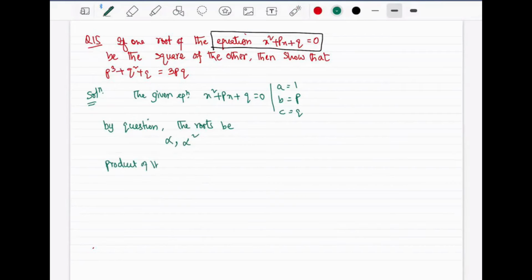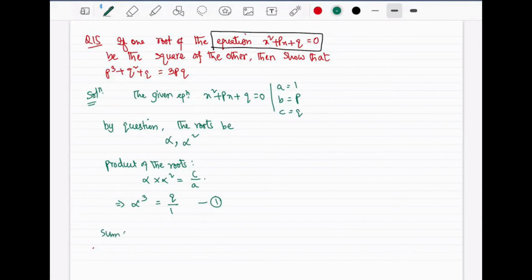Product of the roots. The roots are alpha and alpha square, right? So the product of the roots will be alpha into alpha square. What will this be equal to? It will be equal to c by a. Alpha into alpha square is alpha cube. Instead of c, we are putting q, and a is 1, so no need to put the denominator 1, it is useless. Let's denote this by equation number 1.